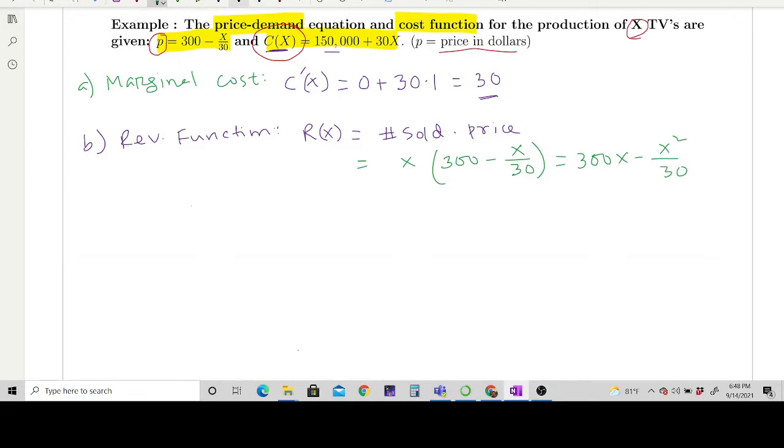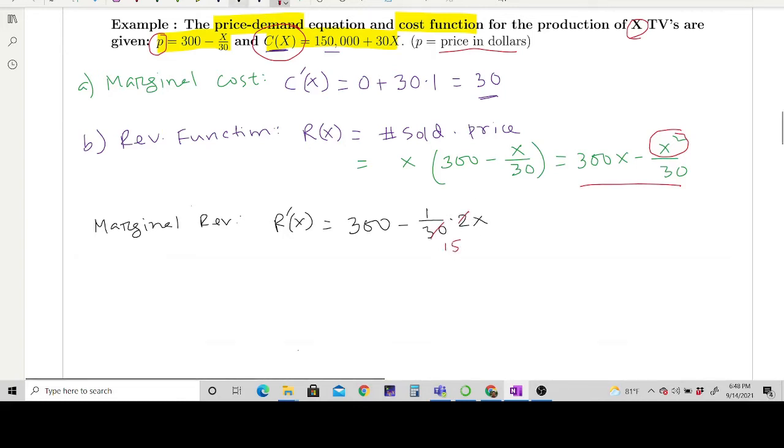Okay, now how do we find the marginal revenue? The marginal revenue is the derivative of the revenue function, R prime of x. So if you take the derivative of this revenue function, you get the marginal revenue. The derivative of 300x is 300, minus 1 over 30, which is a constant, you put this aside, then take the derivative of x squared, which is 2x. Now you can simplify this: 2 over 30 is 1 over 15. So this equals 300 minus x over 15. This is the marginal revenue.